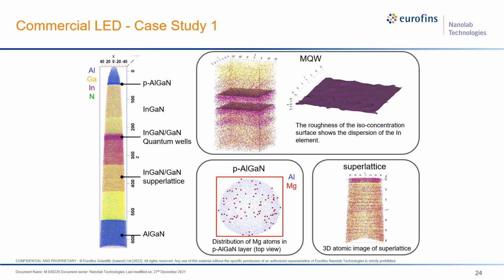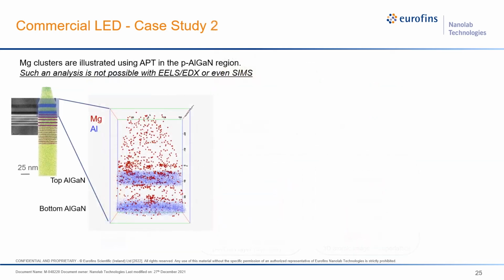Now we wanted to take this a step further to do more analysis on the magnesium itself, because that is something which is elusive using other techniques, specifically because the magnesium exists as a dopant, so it's in very low concentrations, and any clusters of magnesium which are formed are in a nanoscale volume. So they're not possible to analyze using 1D or 2D techniques like EELS, EDX, or even SIMS.